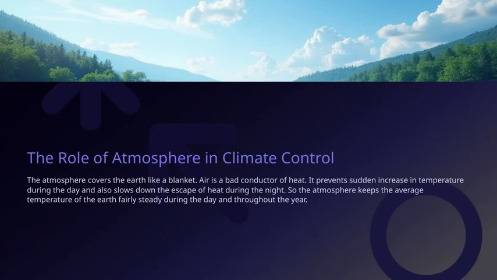The atmosphere plays a crucial role in climate control, acting much like a blanket wrapped around the Earth. Now, why is that important? Well, air is actually a poor conductor of heat, which means it doesn't transfer heat very efficiently. This characteristic is key because it helps prevent the Earth's temperature from skyrocketing during the day. Without this, the heat from the sun would cause extreme temperature rises.